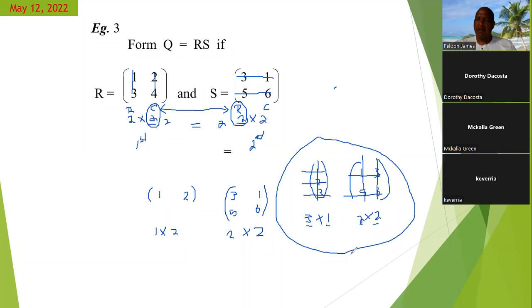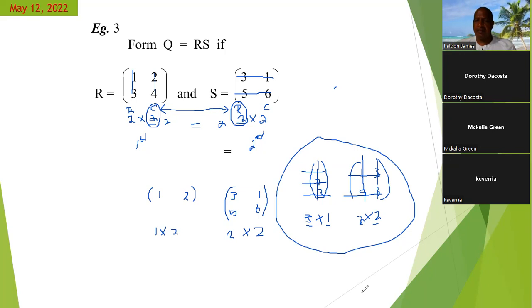Sir, the one that I circled. Yes, the one that I circled. And what was Miss Kevera's response, sir? All right, I'm asking you the same question that I asked her. Do you think these two matrices can be multiplied? No, sir. All right. Why can't they be multiplied?